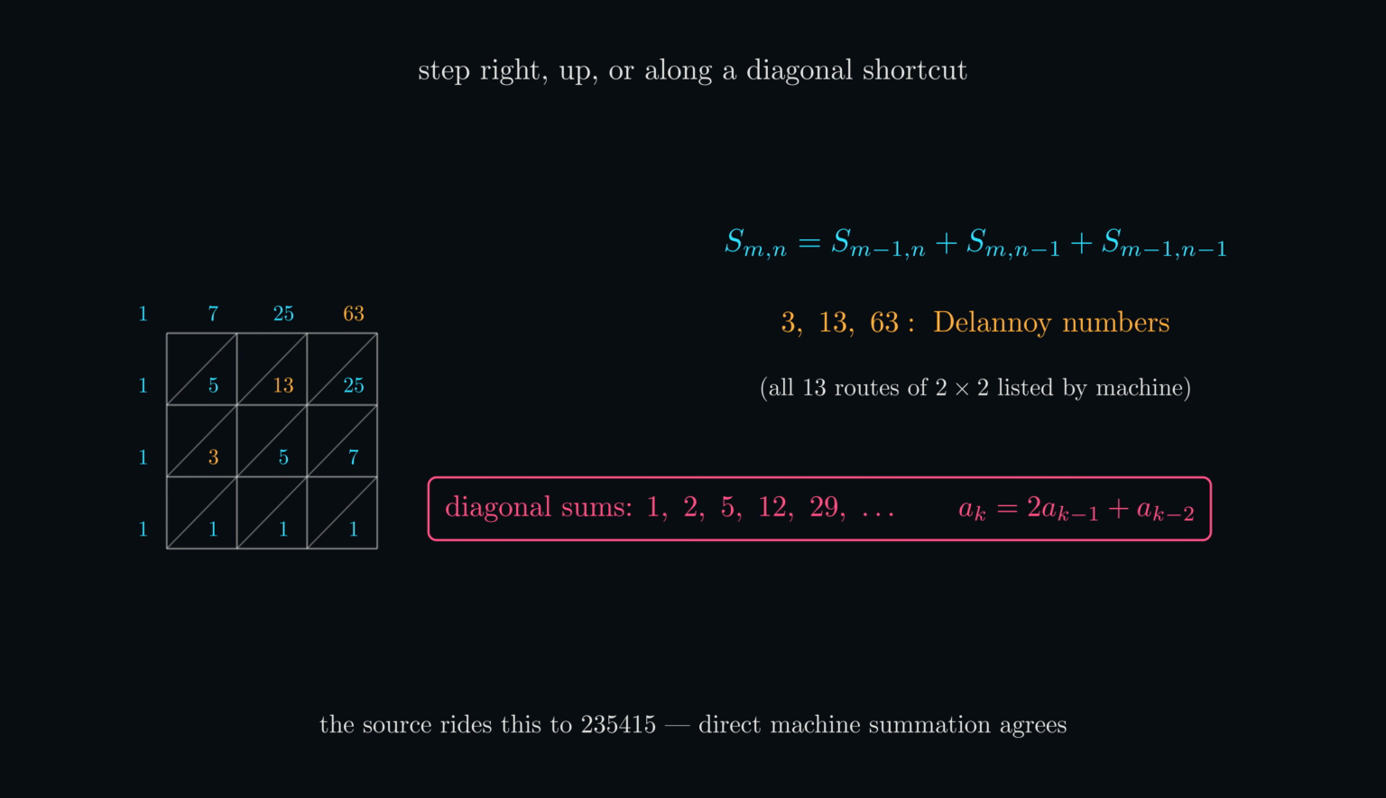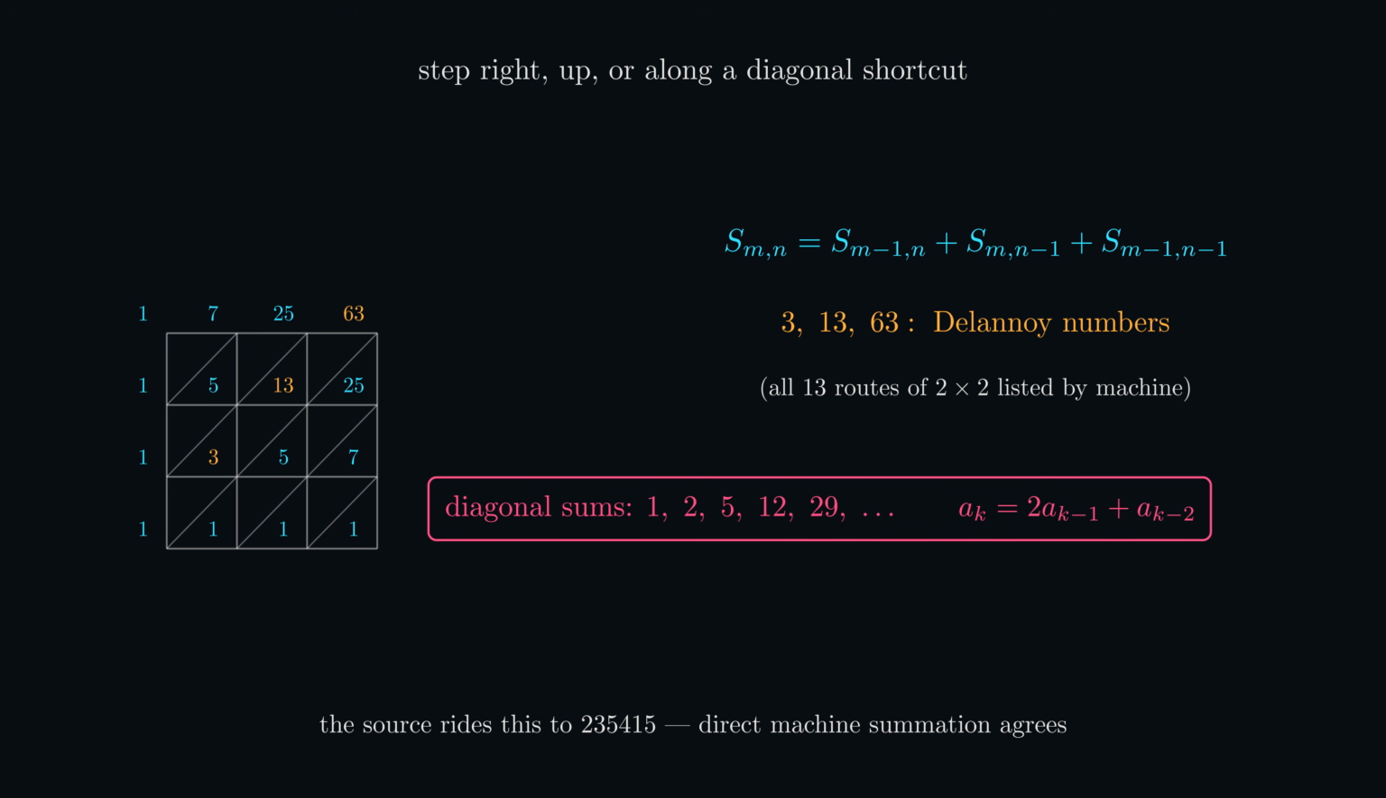When the sizes grow, sum along the diagonals of the table and a pattern appears. 1, 2, 5, 12, 29. Each number is twice the previous plus the one before that. That recurrence is the trade's other key. When direct counting gets heavy, find how the answer feeds on smaller answers.